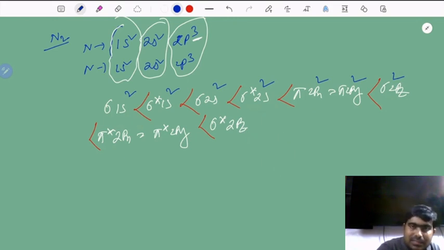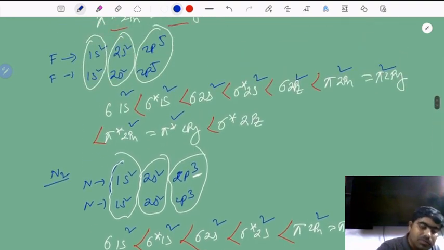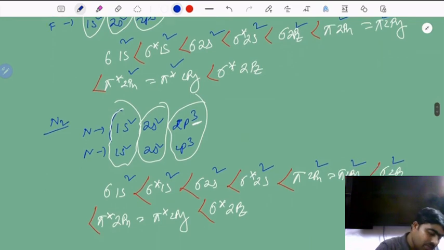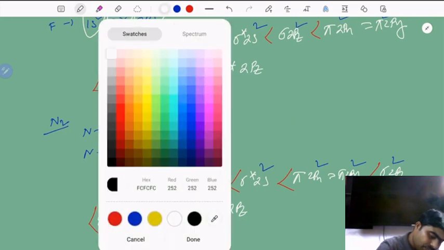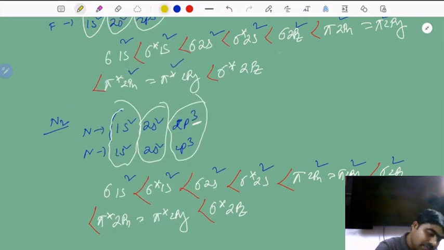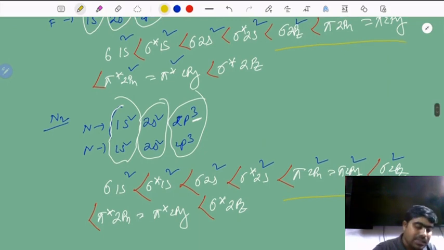Okay, if it is less than a P3 system, it follows this order. If it is more than a P3 system, it follows this order. And what is the difference between them? See, I'm showing the differences in one slide, in another color. These two just exchange their position, and everything else is the same. Understand? Sigma 2pz and pi 2px, pi 2py change their position when it is more than a P3 system, or otherwise when it is less than a P3 system. It is very easy. I think everyone understands.